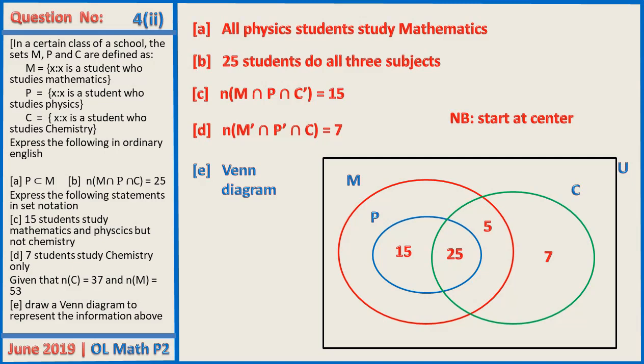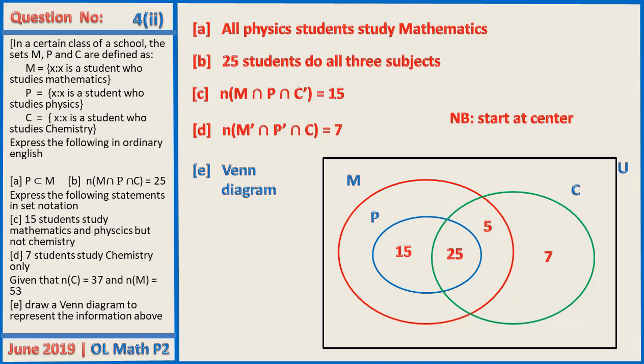Then we have those who do chemistry and mathematics but not physics. We have 5 because the total number of students who do chemistry has been given as 37. So we have 25 plus 7 giving us 32. It means that 37 is short of 5. So the 5 should be in the remaining region which has been indicated there.